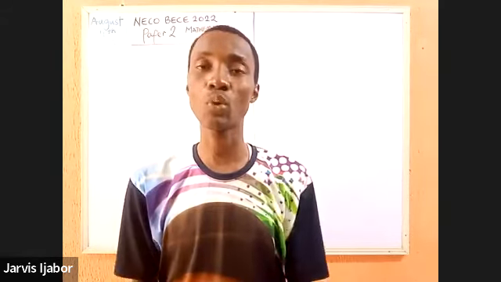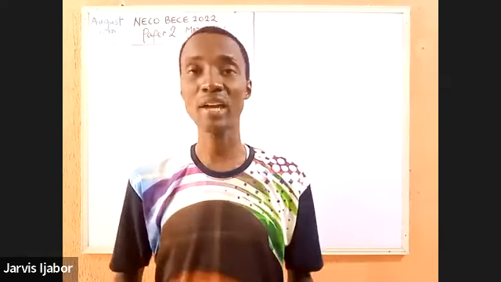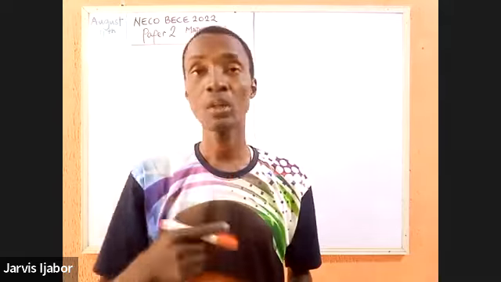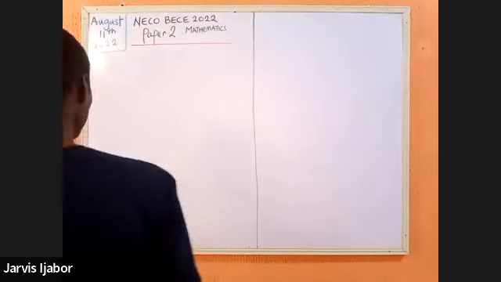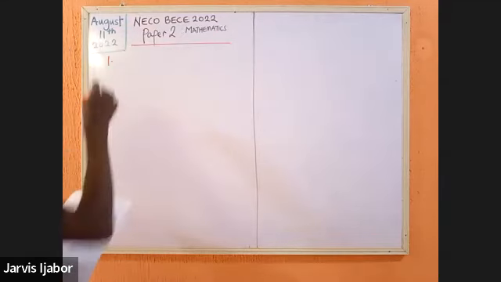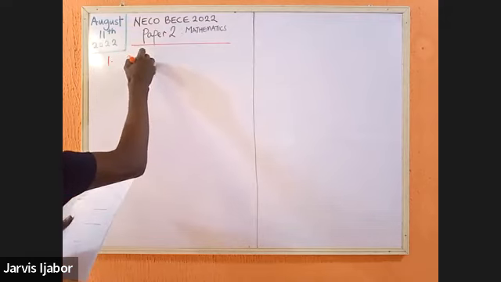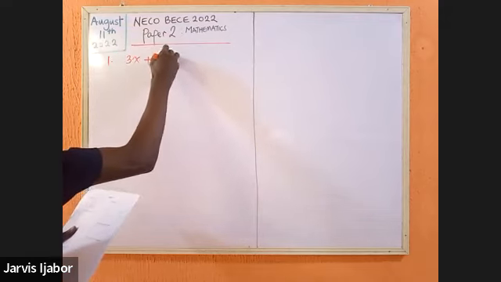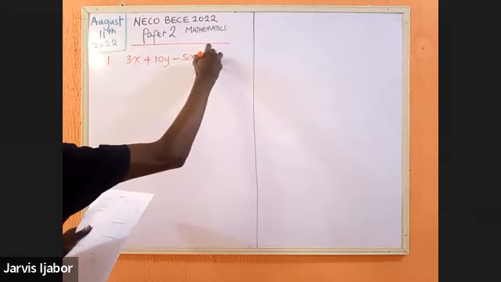Remember that the objective is to see how well we can explain what has happened, figure out why you failed the questions, and try to look for ways to get yourself better at that. All right, so let's start. Number 1, we are told to simplify 3x plus 10y minus 5x minus 2y.